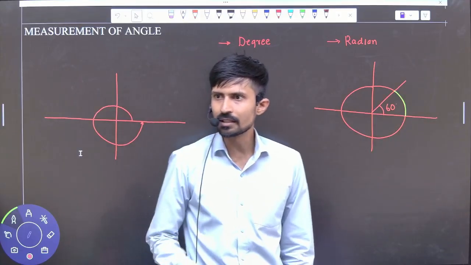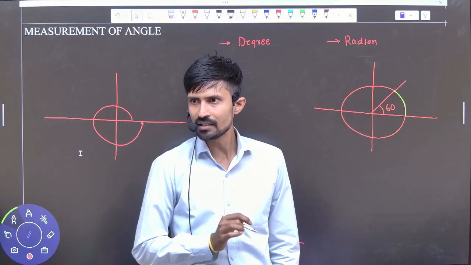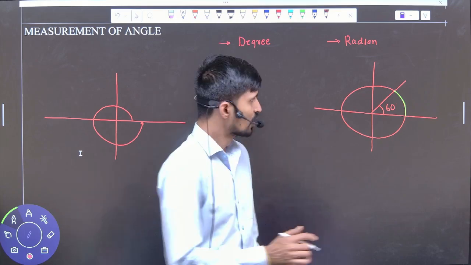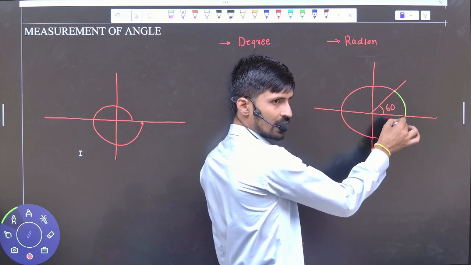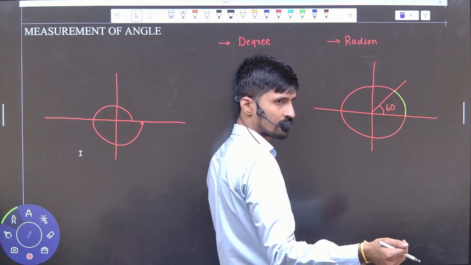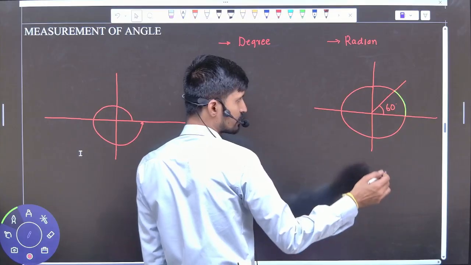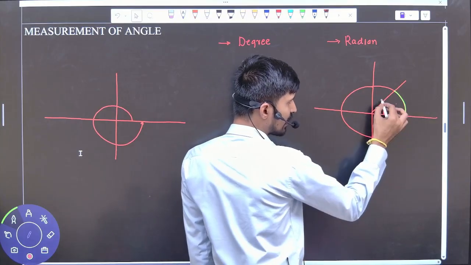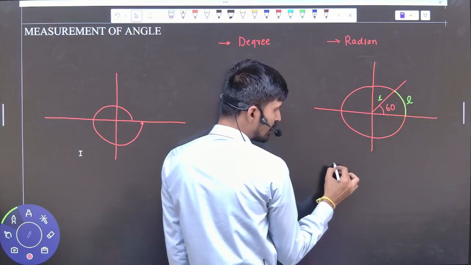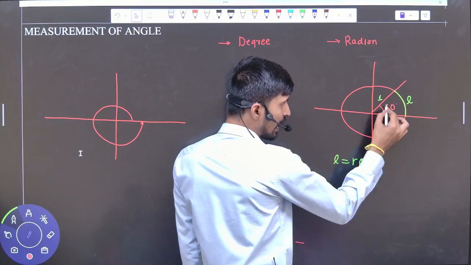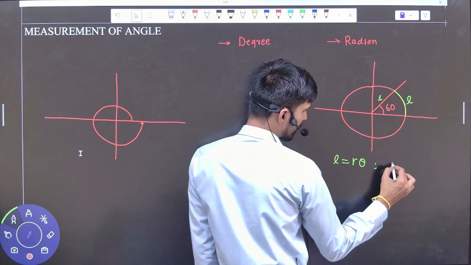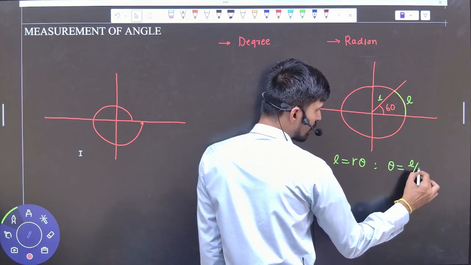Because length will be in centimeter, meter, yes or no? It won't be in degree. Angle is in degree, but length is not in degree. So we'll find this length, and whatever length comes, that length we will call the angle. So now this is a circle of radius 1. Do you remember, I want to find this length? What will the length be? L is equal to r theta. And theta is equal to L by r.